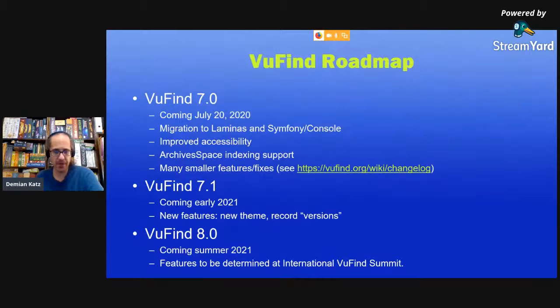Then, of course, following our usual pattern, VuFind 8 will come out in summer of 2021, and the features targeted there will be determined in our road mapping session at the International VuFind Summit in September, as release planning is a major function of all of our summit events.